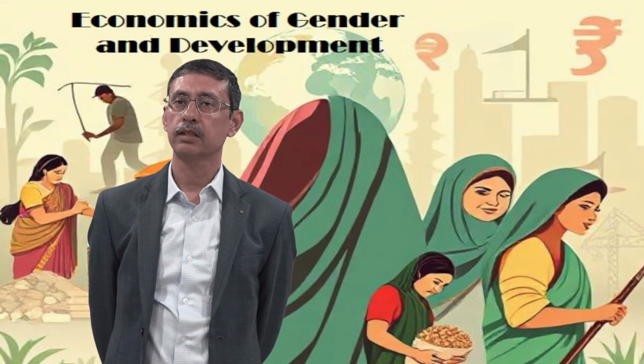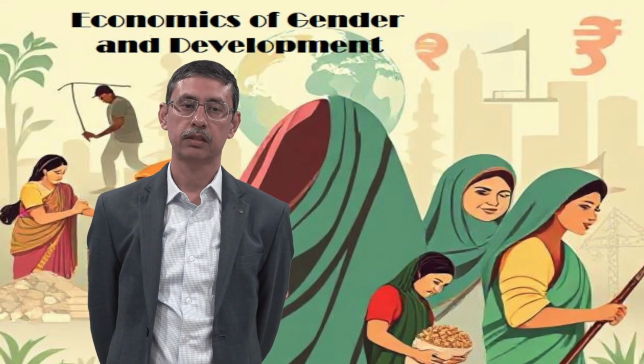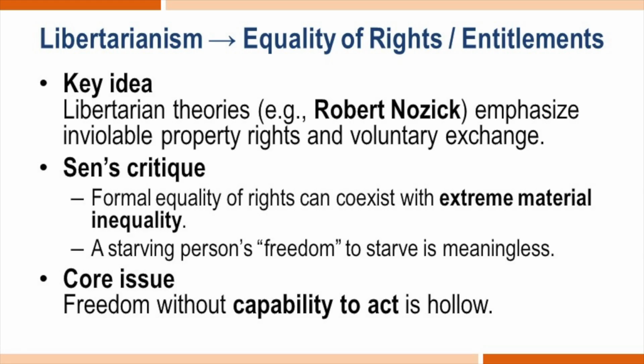Sen then comes to the third perspective, libertarianism, where we talk about rights and entitlements. Libertarianism is about rights and freedom, and this approach tries to see the issue from that perspective. For instance, Robert Nozick emphasizes how inviolable property rights and voluntary exchange can be important for the study of social welfare and social justice.